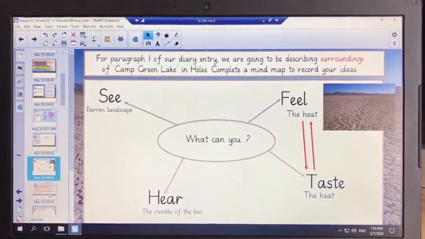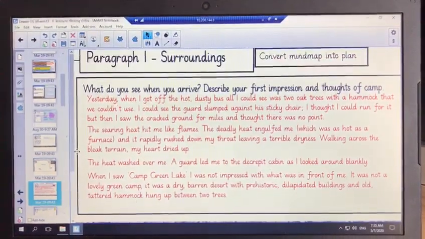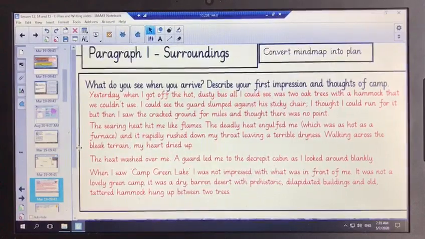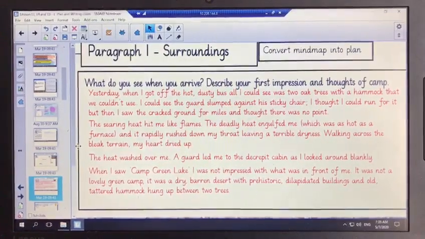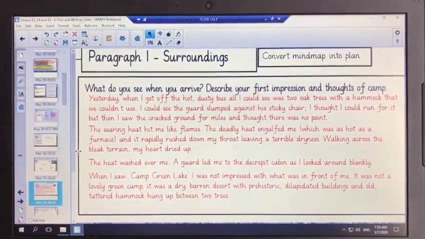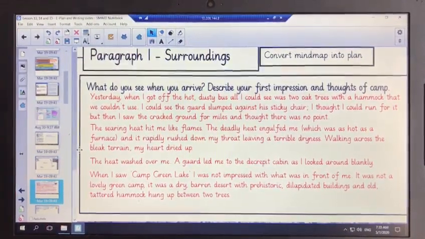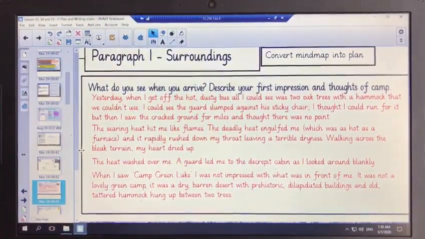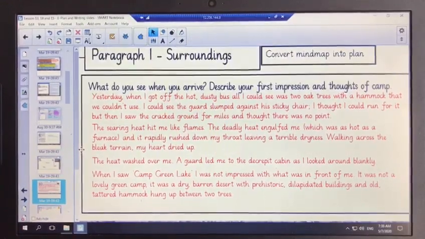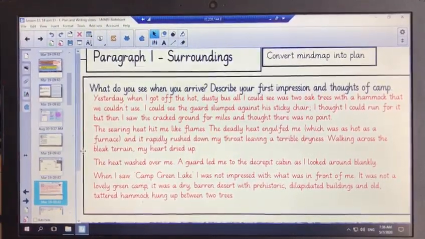Once you have done that, we would like you to record those ideas onto your plan of paragraph 1. There are also lots of ideas here on this slide to give you some inspiration. But please make sure you are not copying directly. Try to do these in your own words unless you are really, really struggling.